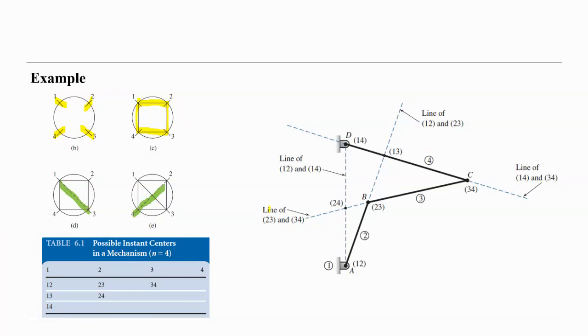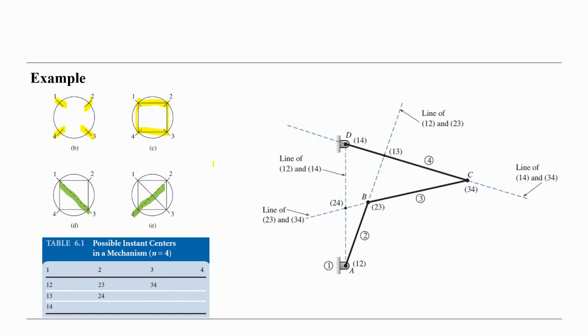We can show the instance centers. Here we write in a table 1, 2, 3, 4. We have 4, and here we have 1,2; 1,3; 1,4. And here we write 2,3; 2,4, and here we write 3,4, and finish. So that means we have 6 instance centers.